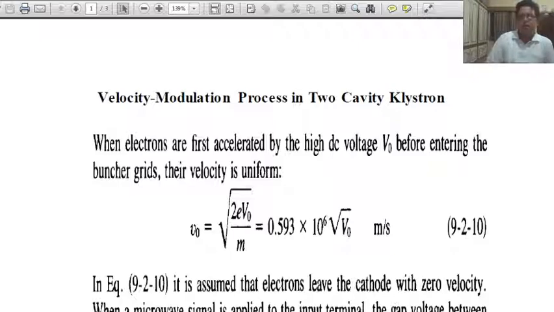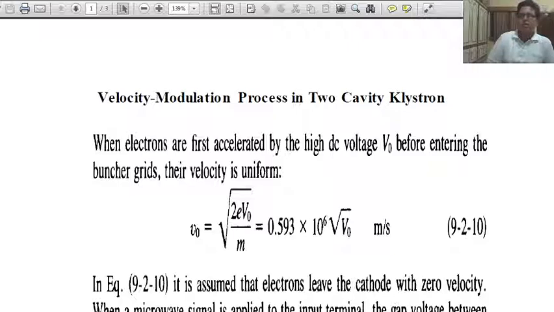As we are discussing the two cavity klystron, today we are discussing the mathematical aspects and conceptual aspects of velocity modulation in the two cavity klystron. First of all, we know that electrons are first accelerated by the high DC voltage V0 before entering the Buncher grids.